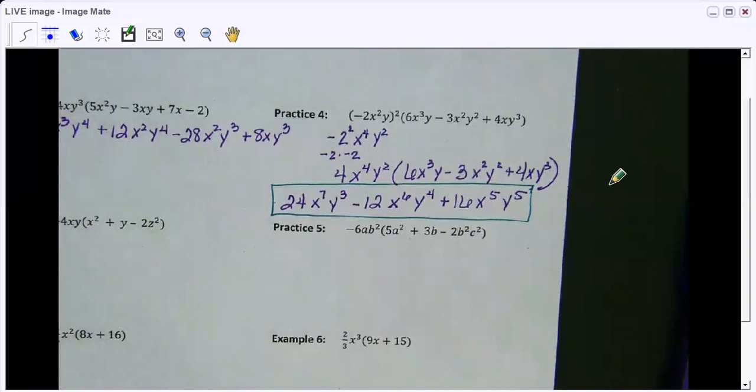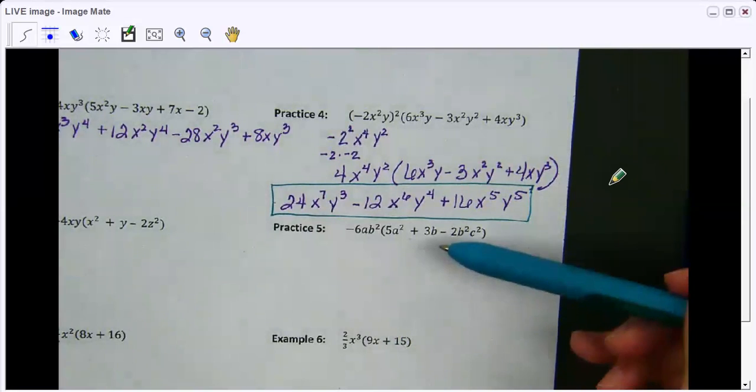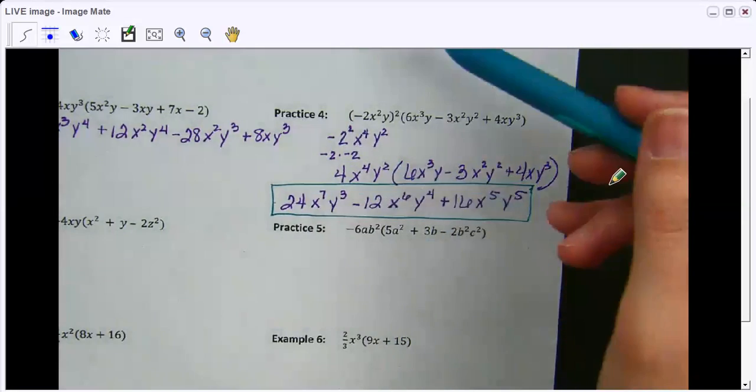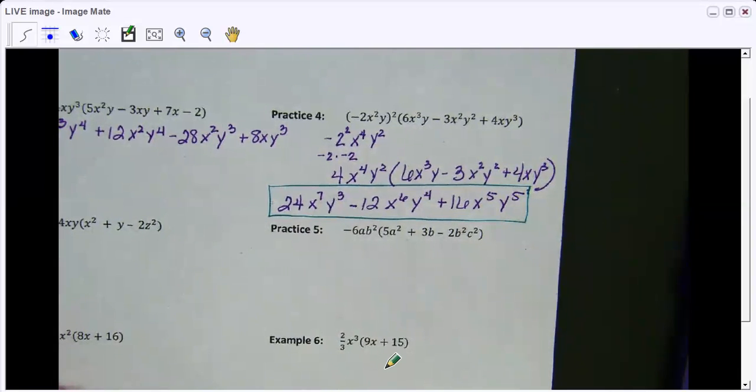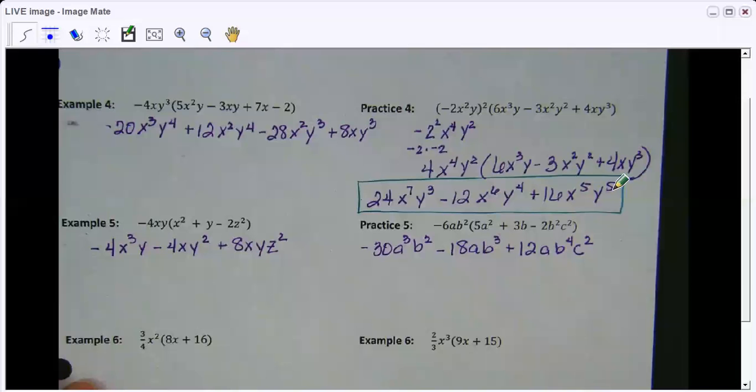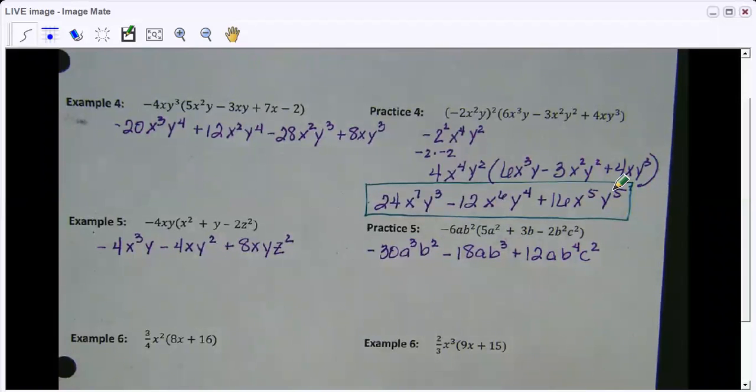Right now, listen up. Right now, ladies, I want you silently working on example and practice 5 because they're similar to what we've already done. And then we're going to do the fractions. We'll do one together, you'll do one on your own, okay? So go ahead and check example and practice 5. We're going to do example 6 right now.